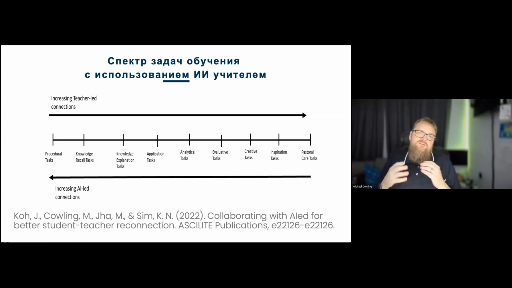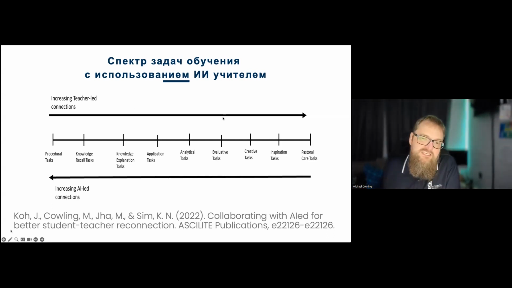And the model is actually pretty simple. He calls it the teacher AI spectrum. And the basic idea is when you're designing your assessment, recognize that generative AI tools are really good at things like procedural tasks and knowledge recall tasks and knowledge explanation tasks, but are less good at creativity and inspiration, and in particular, pastoral care, looking after our students.